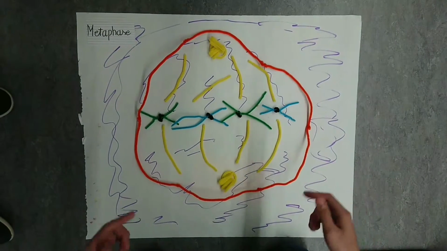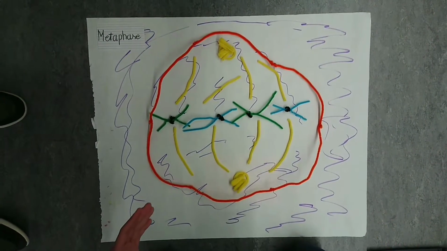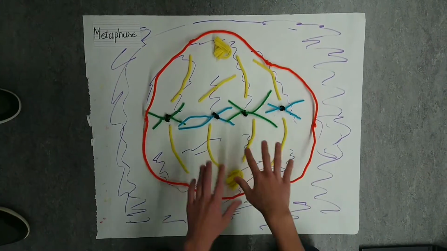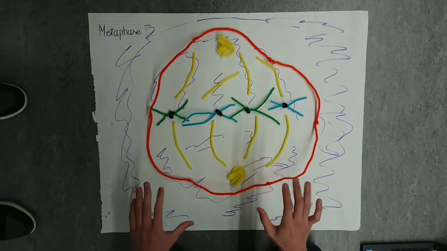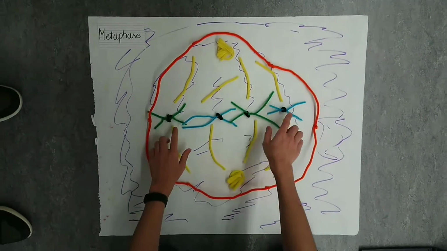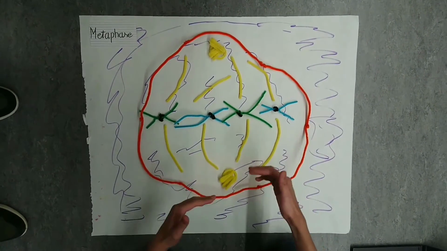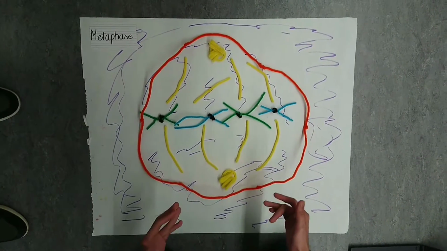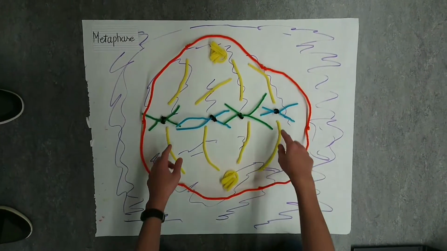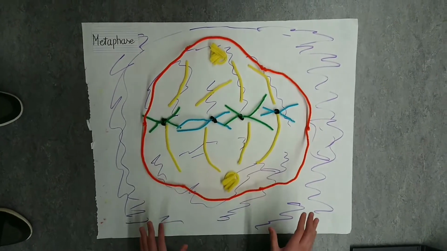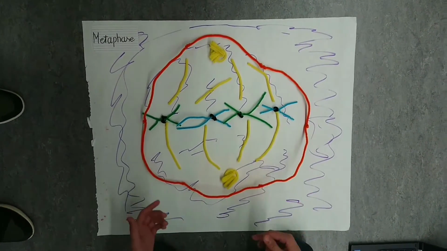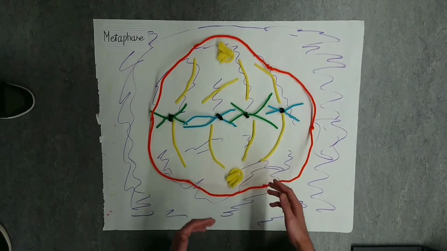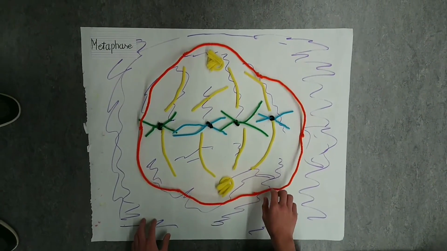The last checkpoint in the cell cycle happens during metaphase, and like you can see right here, this checkpoint will make sure the chromosomes, which are these four, which make up the DNA, are lined up in the middle and attached to the spindle, which is right here, correctly. If they are not, the chromosomes will not separate accurately, and it will mess up the whole process of mitosis.